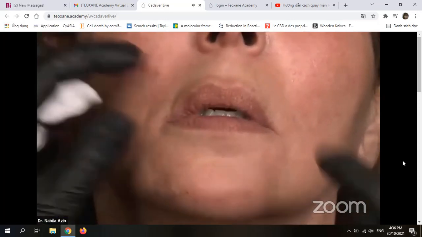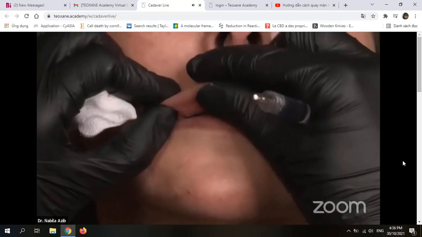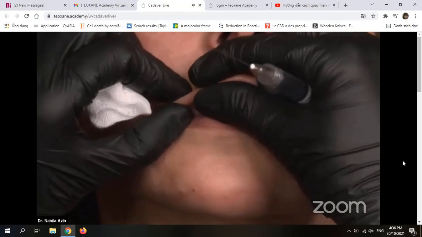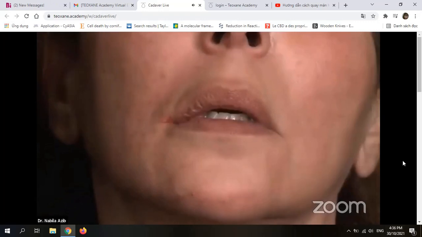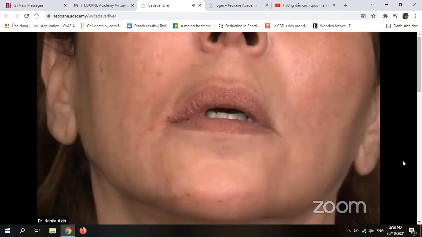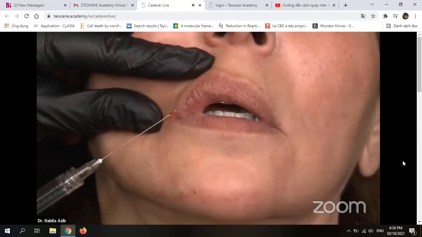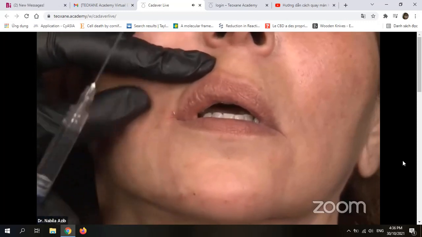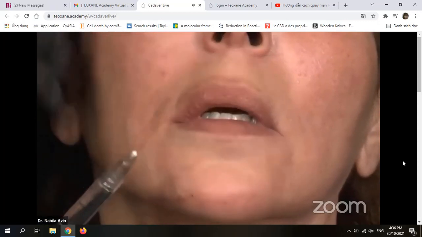Nabila, we have got 5 minutes for each area. Okay? So the contour is the more sensitive. What quantity of product did you use for contouring the lips? It was 0.1 ml for the contour. Great.